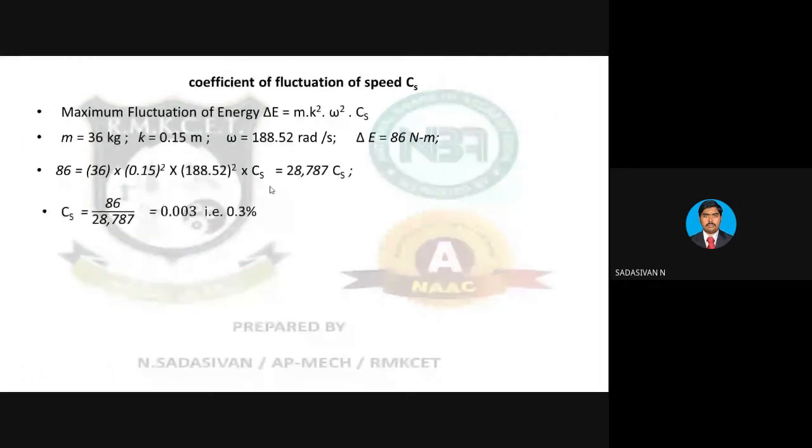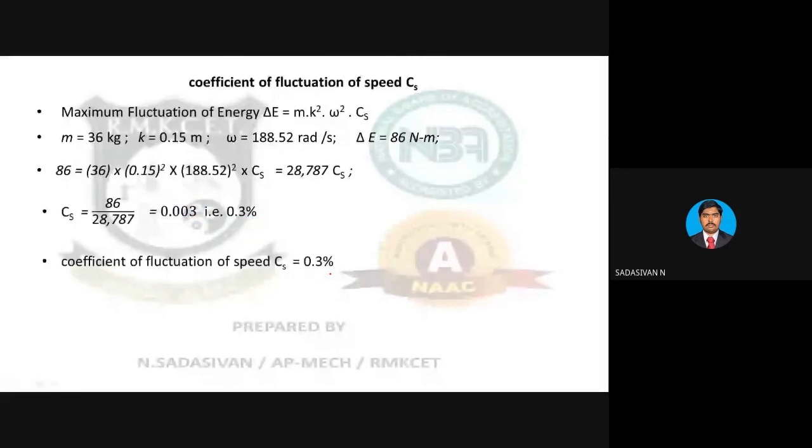It is a percentage value. Coefficient of fluctuation of speed is a percentage. Therefore, 0.003 means 0.3%. When you are using CS in calculation, you have to use 0.003. This is the value for calculation purpose. But for giving the result, you have to convert it into percentage by multiplying by 100. So 0.3%. That is the only question asked. So we have completed the first problem.